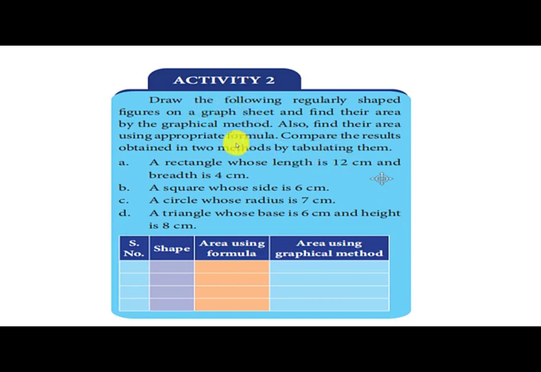You take a graph sheet. You are provided with some regular shapes, that is rectangle, square, circle and triangle. Using the graph sheet, draw the necessary lengths, 12 cm and 4 cm. Calculate the area using the formula, then compare the results and tabulate them in this tabular column. Okay, what do you understand? You have to find the area of the same rectangle in both methods, that is using the graph sheet and using the formula, and then tabulate. Then you may find that both areas are one and the same. Okay, shall we do this problem?